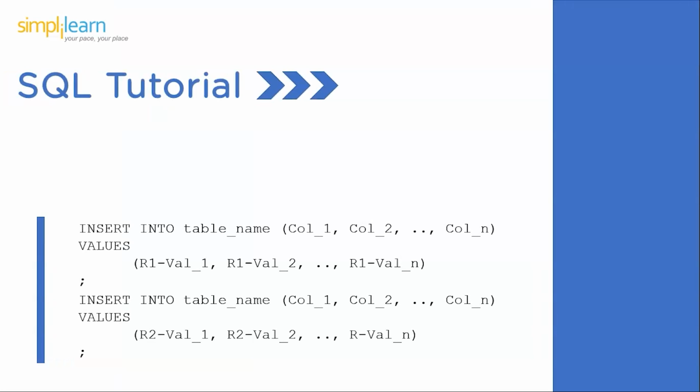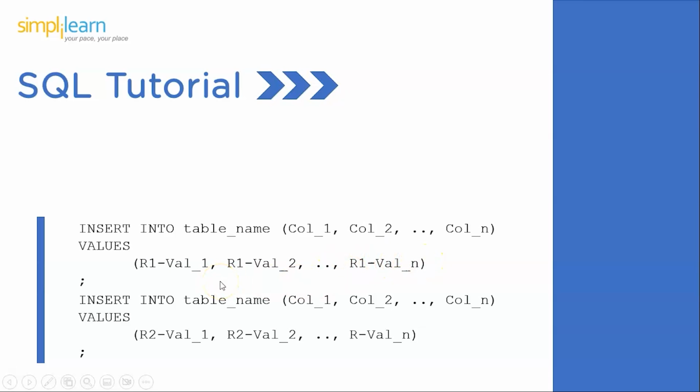Now, the syntax is as follows. Here you have the insert and into keywords. Table name is the user-defined name for the table. Then you have the columns, that is column number 1, 2, and so on. Then after declaring the column names, you have the keyword values, which will help SQL understand this is a tuple and these are the values involved inside the tuple. That is row 1 value 1, row 1 value 2, so on, and row 1 value n.